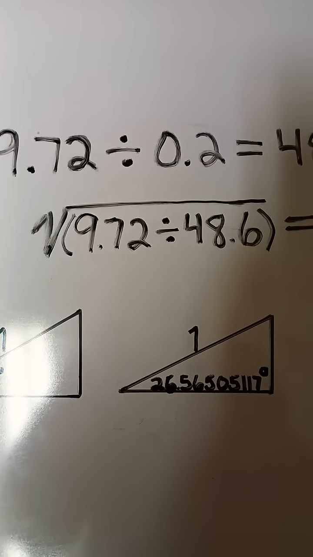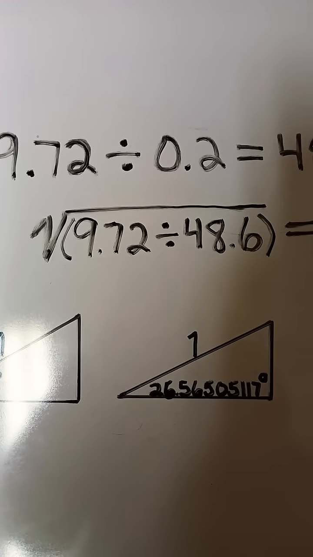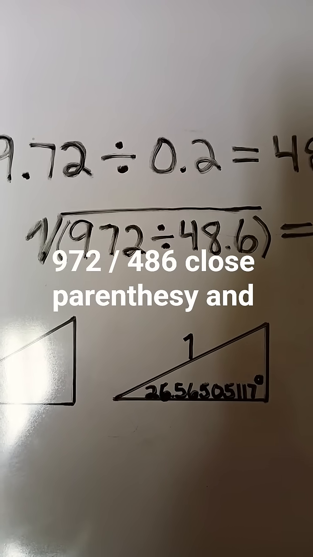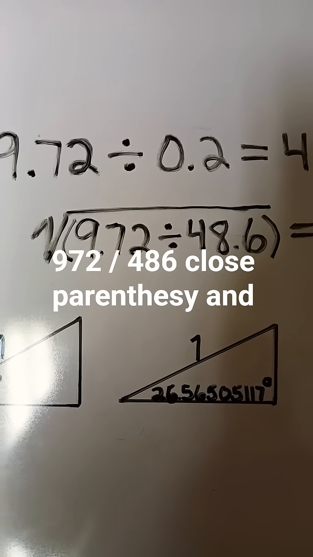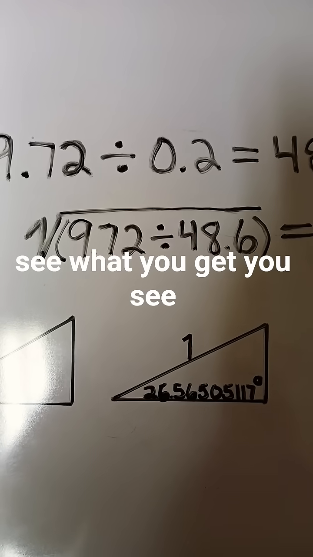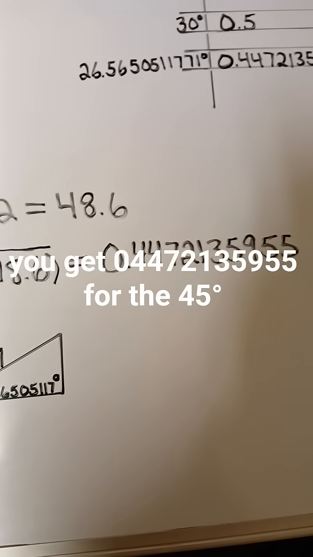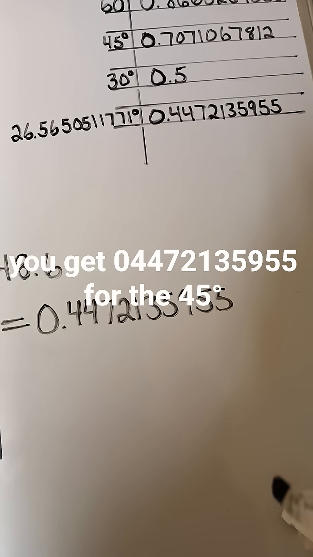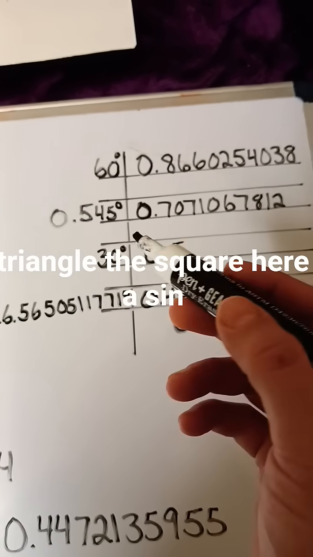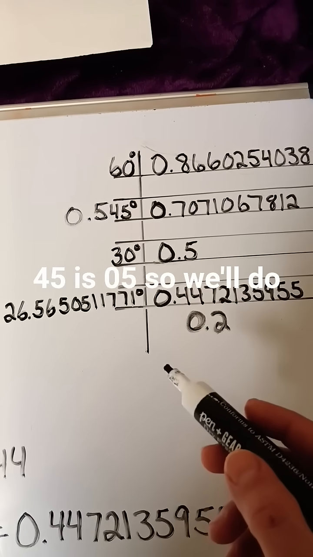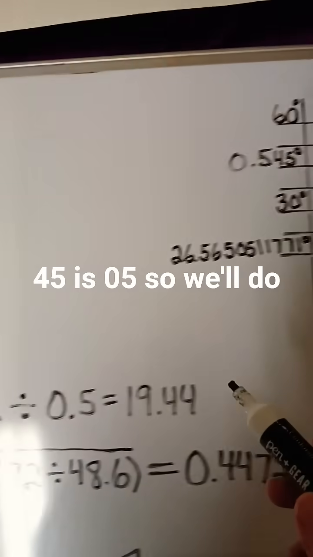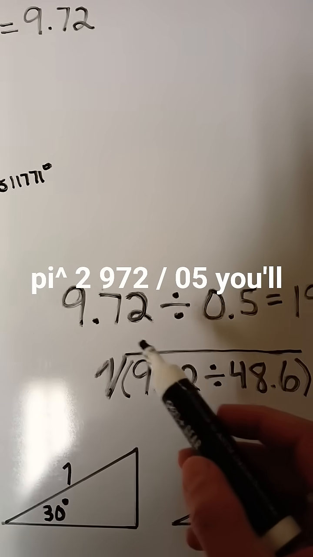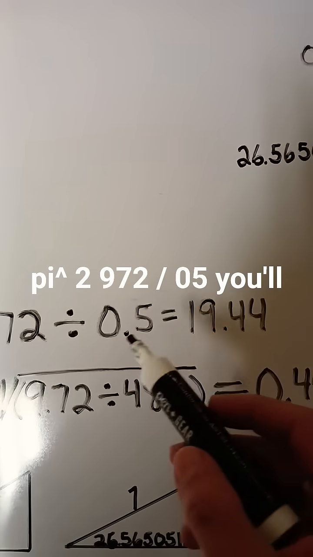Then in your calculator, hit square root parenthesis 9.72 divided by 48.6 close parenthesis and see what you get. You see you get 0.4472135955. For the 45 degree triangle, the square here, a sine 45, is 0.5. So we'll do pi squared 9.72 divided by 0.5.